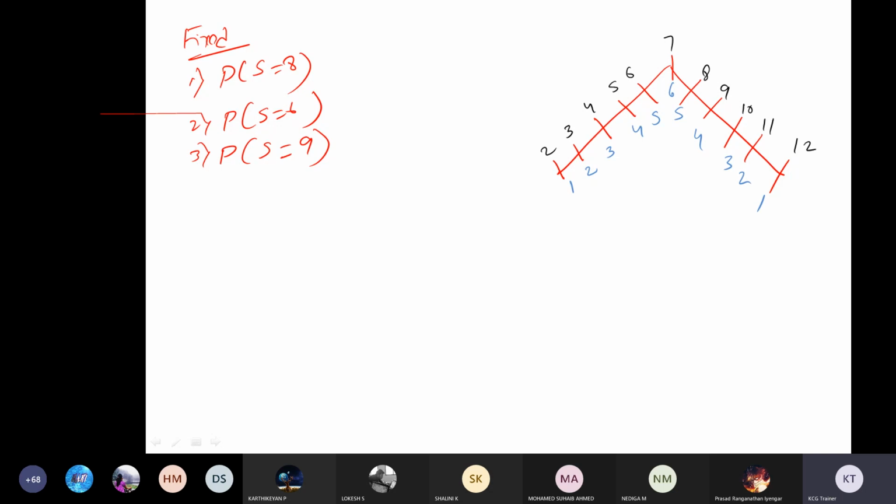In a single dice, what are the numbers? From 1 to 6. And I've written them in reverse order, from 6 to 1. For example, probability of sum equal to 8. Which number can you see below 8?